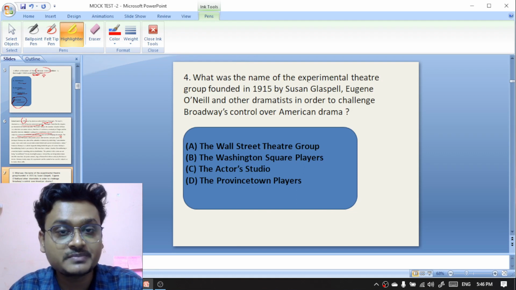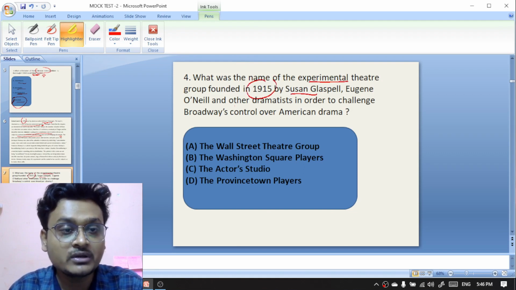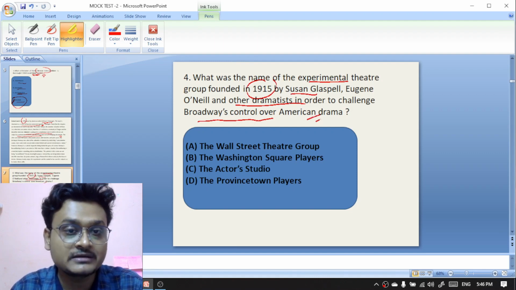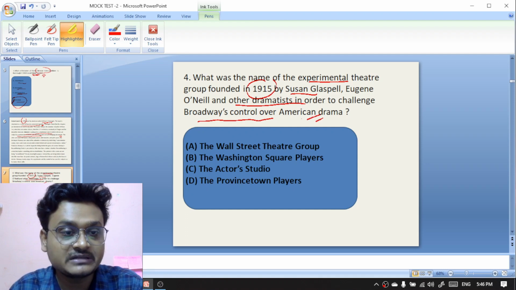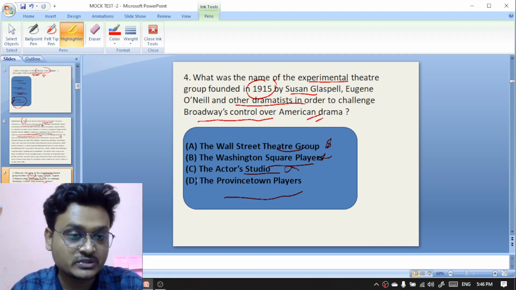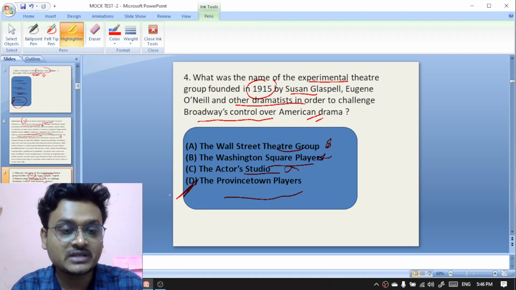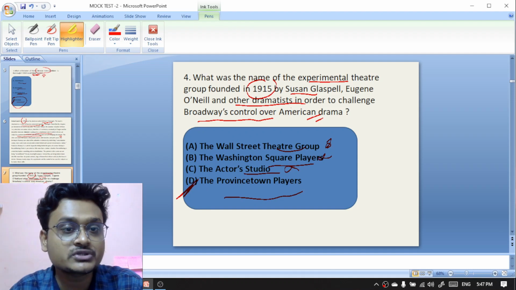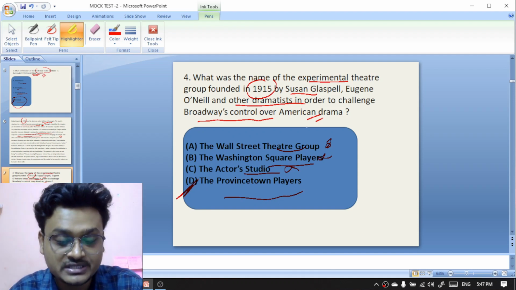What was the name of the experimental theatre group founded in 1915 by Susan Glaspell, Eugene O'Neill, and other dramatists in order to challenge Broadway's control over American drama? Your options are the Wall Street Theatre Group, no. The Washington Square Players, no. The Actors Studio, no. The Provincetown Players. So the Provincetown Players was the right option here, founded in 1915 by Susan Glaspell, Eugene O'Neill, and other dramatists in order to challenge Broadway's control over American drama. So here D is the right option.